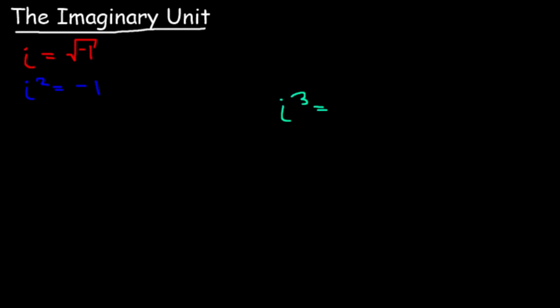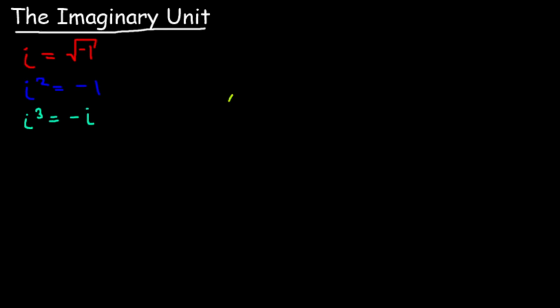Alright, i to the power of 3 is simply i squared times i, right? And we know i squared is -1, so we can simplify this as -1 times i, and that's just going to give you -i. So we know that i to the power of 3, i cubed, is -i.